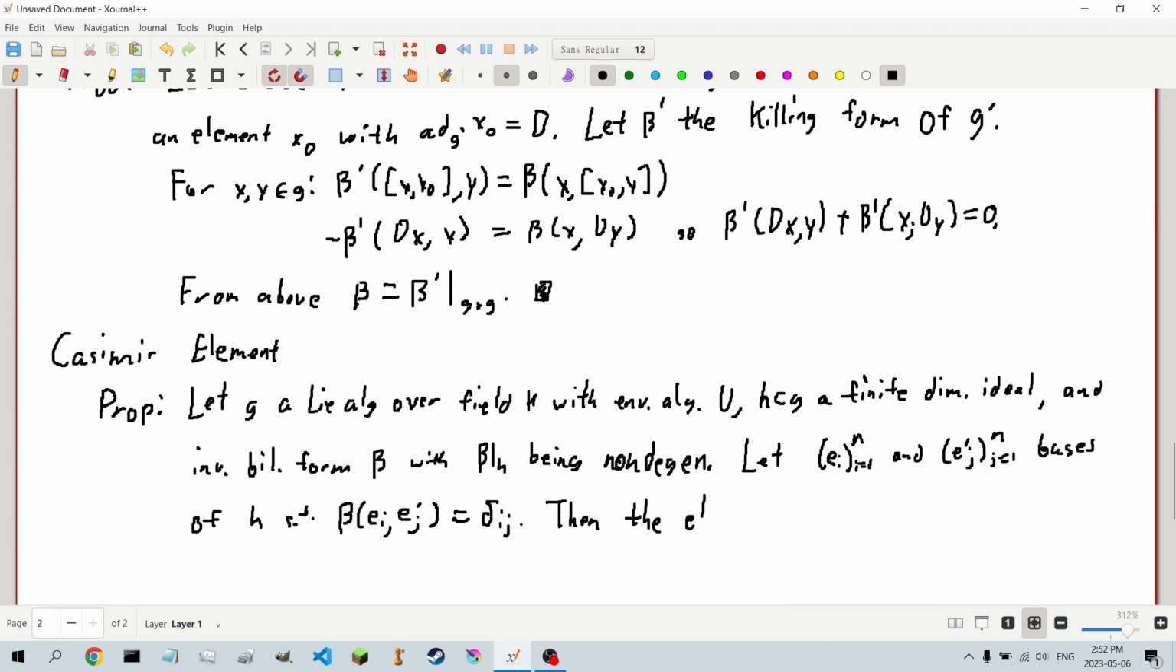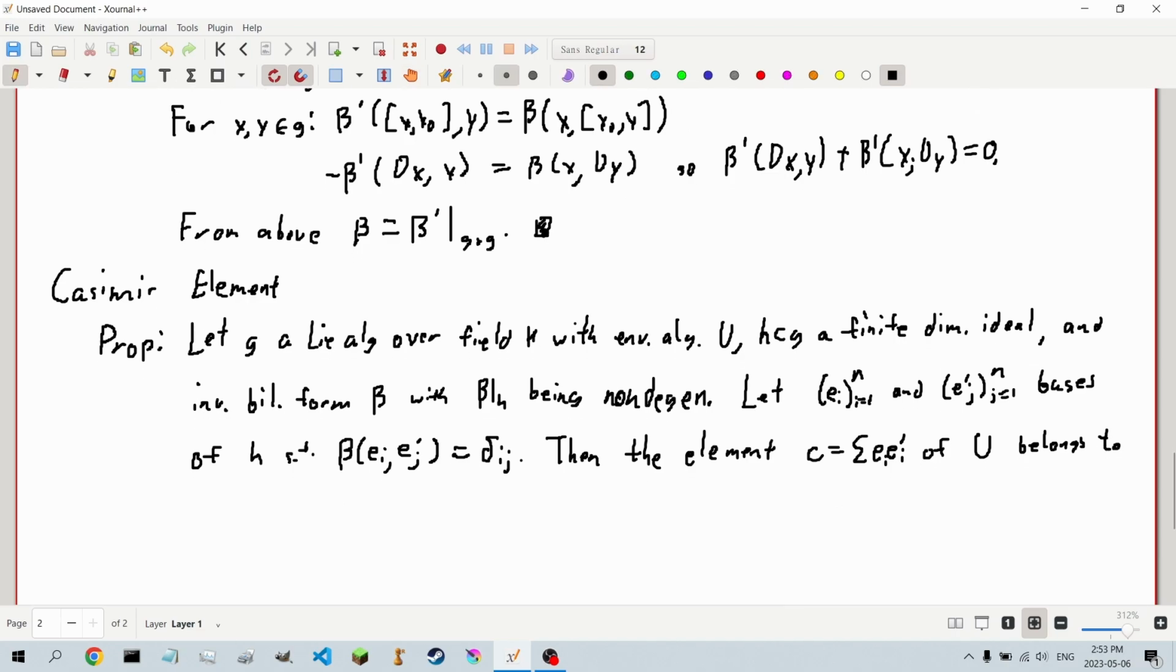Then the element C, which is the sum of the products of the corresponding basis elements, is in U, belongs to the center of U, and is independent of our choice of basis.